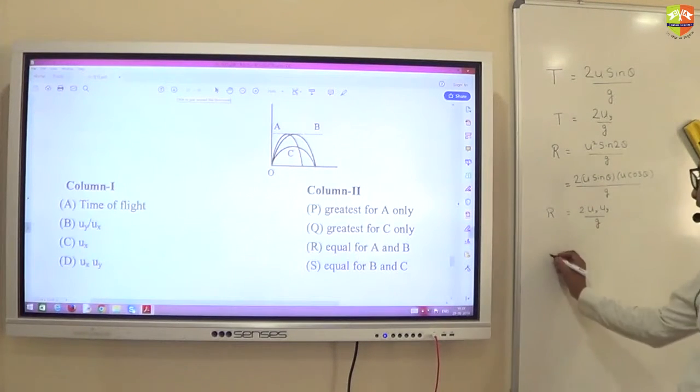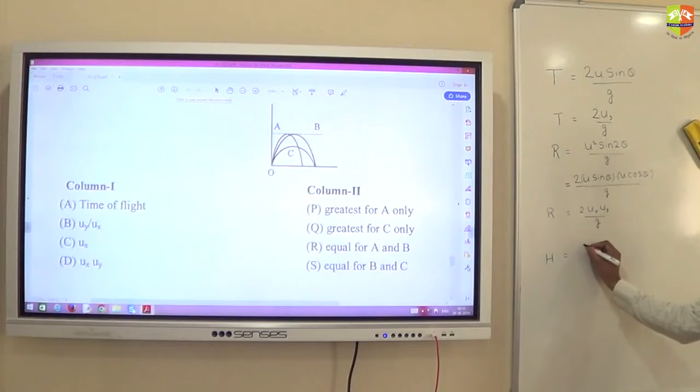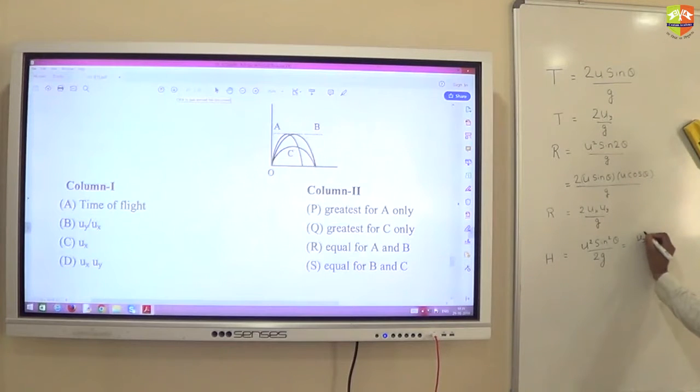Okay, you remember maximum height? How will you write maximum height? u squared sine squared theta by 2g. What is the numerator? UY whole squared, that divided by 2g.